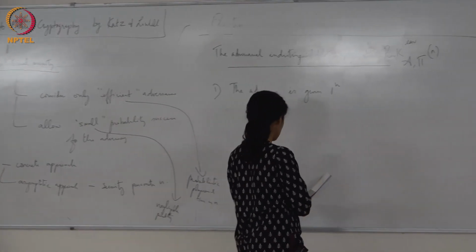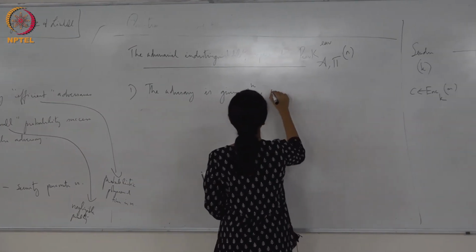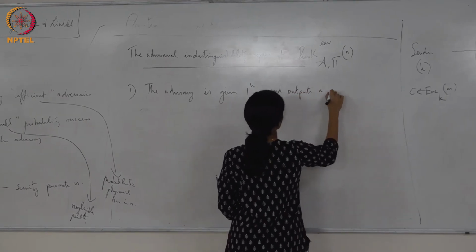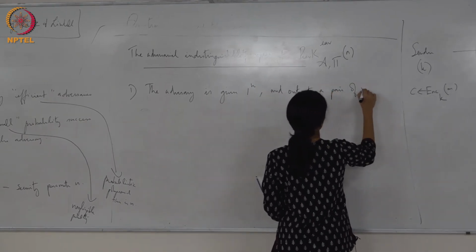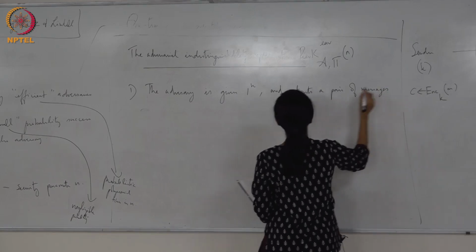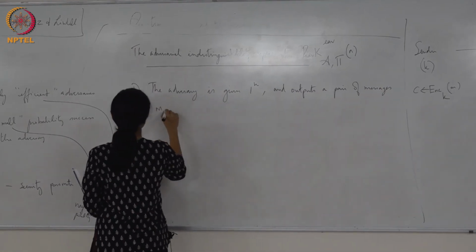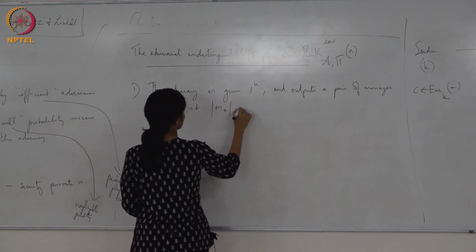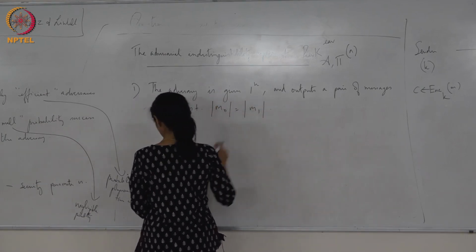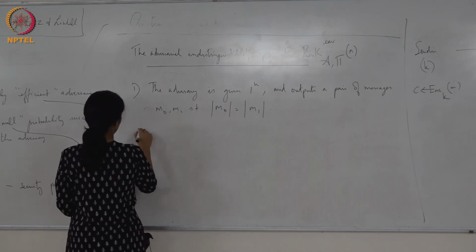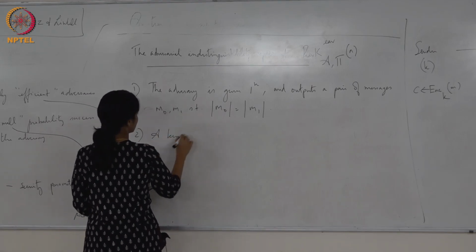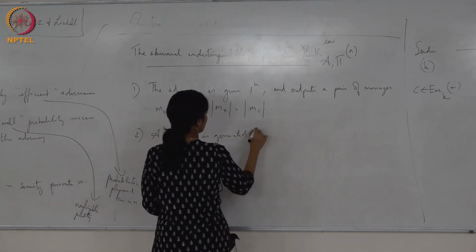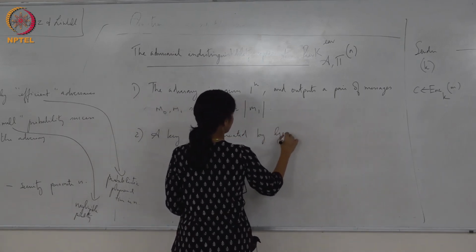Okay, so the adversary is given 1 to the n and outputs a pair of messages M0, M1 such that their lengths are equal. Again a key k is generated by running the key generation algorithm.